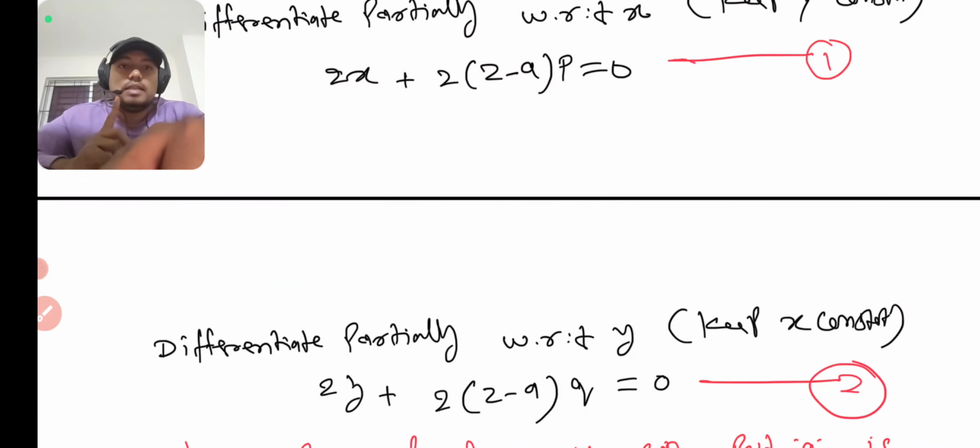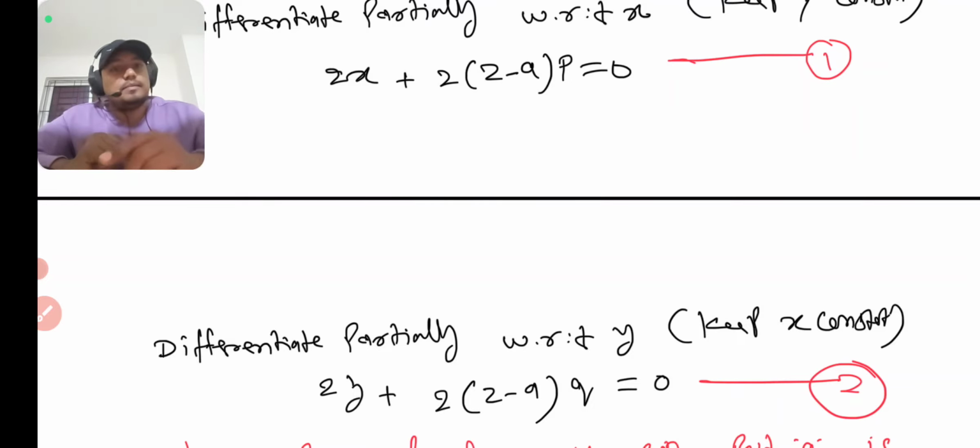Equation 1 contains a value, equation 2 also contains a value, but in equation 1 you also have p, which is a partial differential equation term, and in equation 2 also you have a partial differential equation term, but we have to remove a and b. B is anyway removed, we can't see b, but a is still visible there. So do something so that you can remove a.